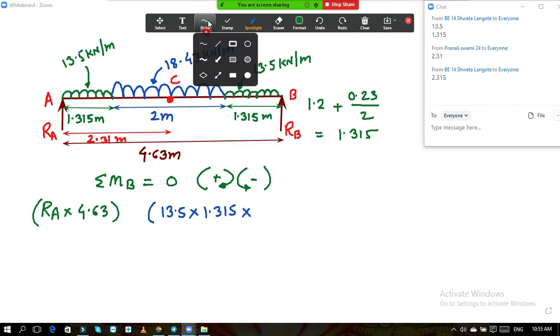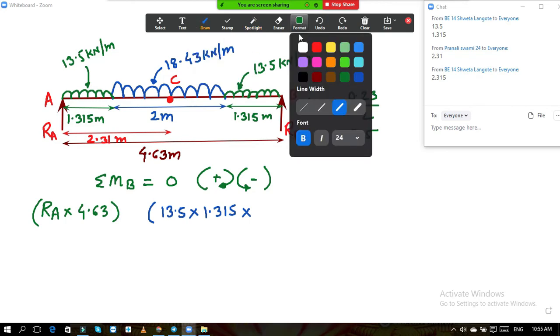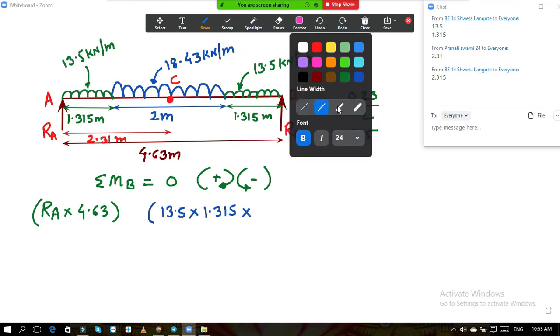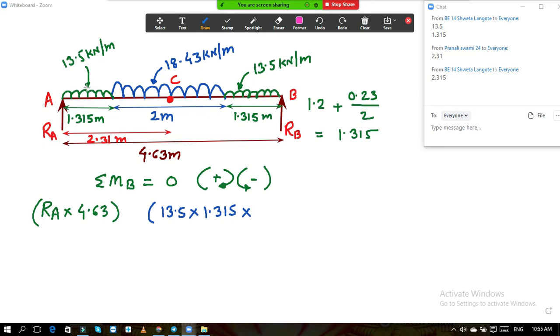So if we show the load here, then it will act somewhere here in this way. It will act somewhere here, this point load.